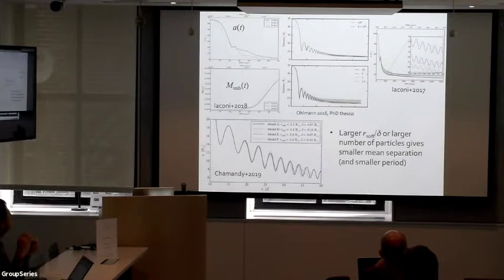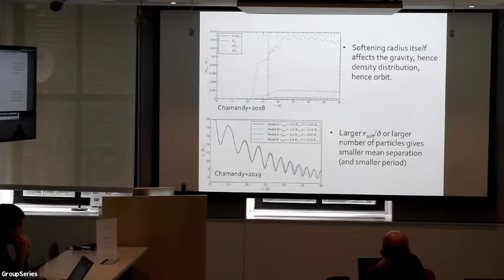There seems to be convergence in Sebastian's simulations, but it's marginal. It's not clear whether. So this is the number of resolution elements per softening length. What all the different studies conclude is that as this number gets larger, the mean separation at the end of the simulation gets smaller. So it's not clear that everything is converged with resolution. And the softening radius itself.